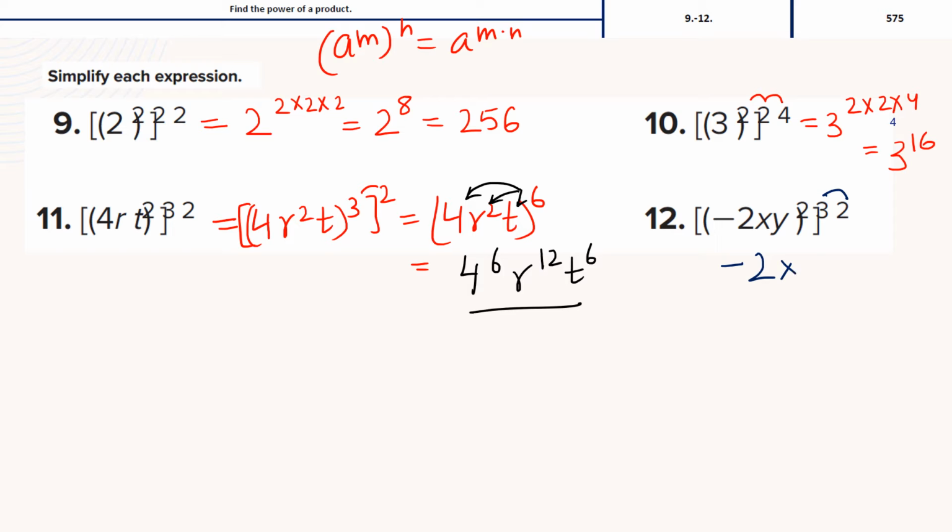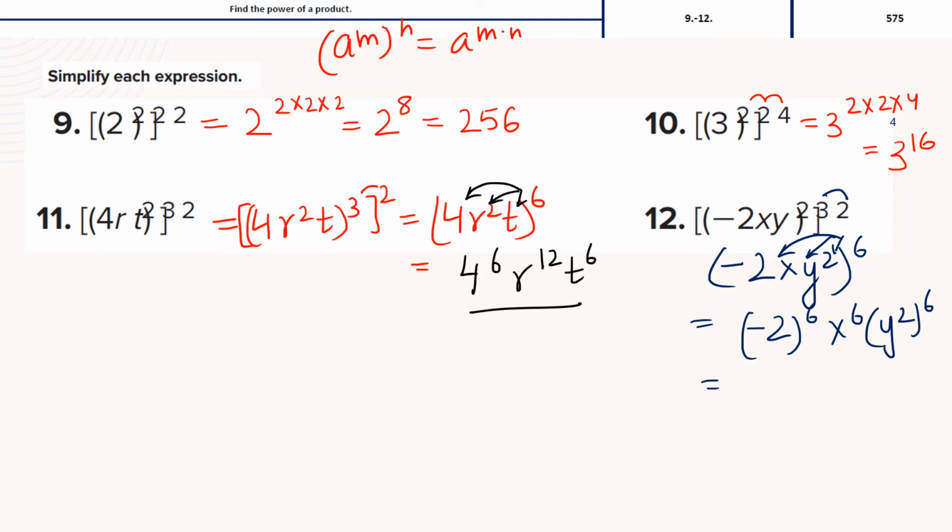So this is the same as (minus 2xy square) whole to the power 6. Now you distribute the power to 2, to x and to y. So this is going to be (minus 2) whole to the power 6, x to the power 6, y to the power 2 to the power 6. This is like minus 2 but an even power, so it will be plus, and 2 is multiplied with itself 6 times. So this is going to give you 64 x to the power 6, y to the power 12. So this is going to be the answer here.